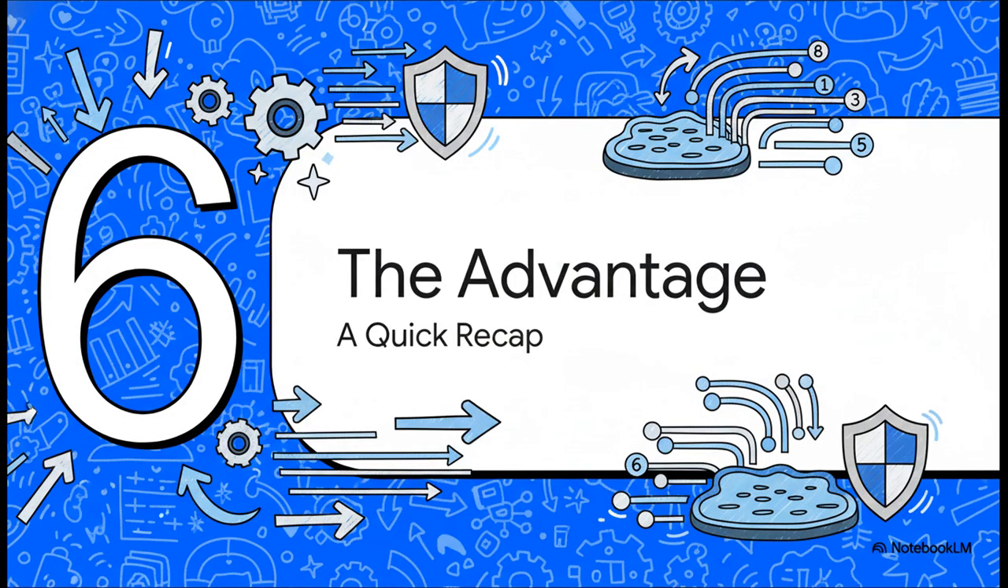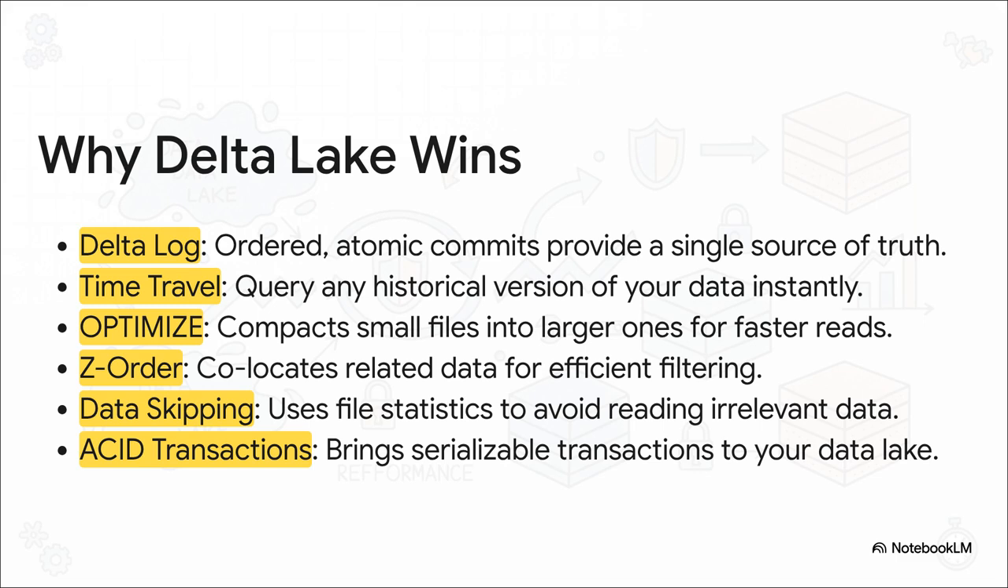All right, let's wrap this up with a quick, rapid-fire recap of why this is all so awesome. So what does Delta Lake really give you? You get the Delta log, which is like Git for your data. You get time travel, the ultimate rewind button. Optimize comes in and just crushes the tiny file problem. Z-ordering and data skipping supercharge your queries. And all of this is built on a foundation of ACID transactions, which means your data is finally reliable.